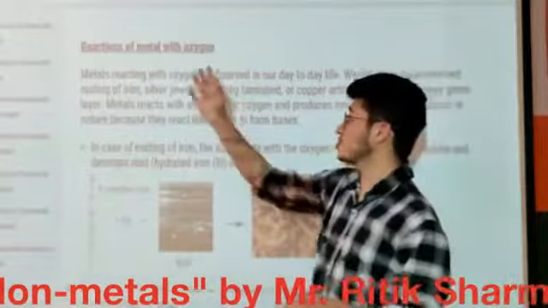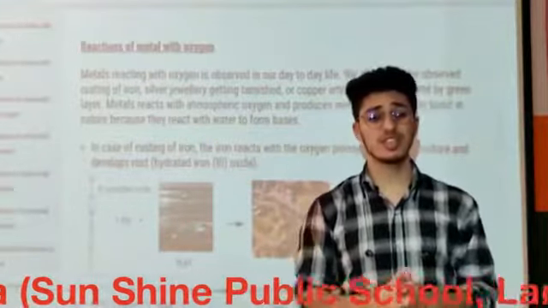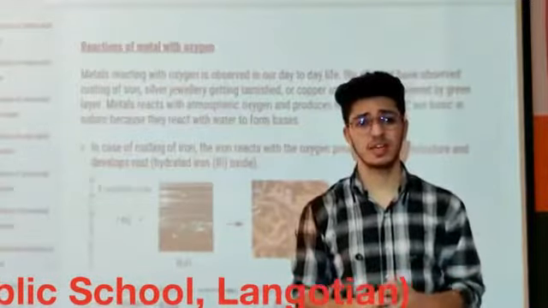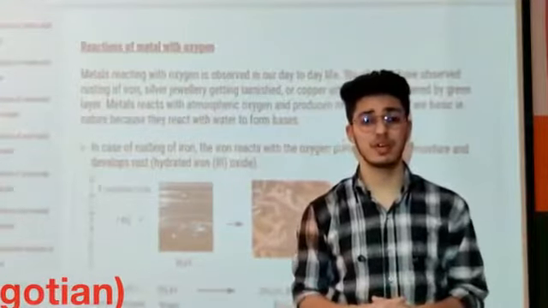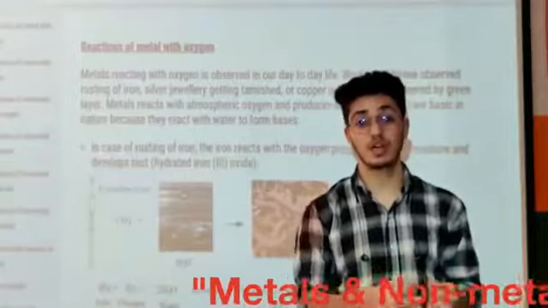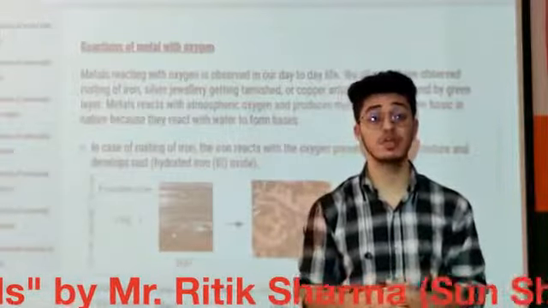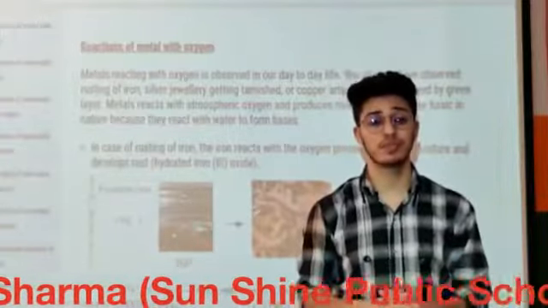So, reaction of metal with oxygen. Reaction of metal with oxygen is a very common process. It is a process of our day-to-day life. We all have seen how rust develops over an iron piece or an iron rod that is left outside in rain or that is in contact with water.